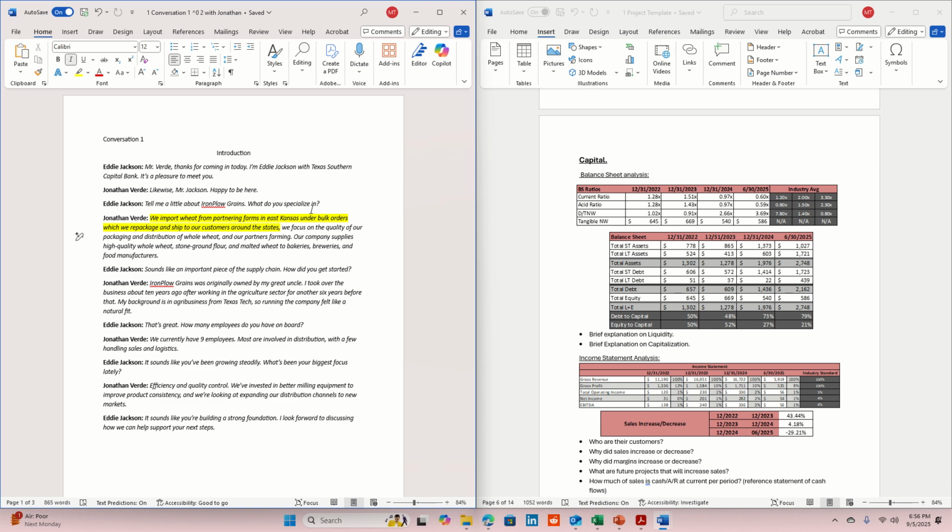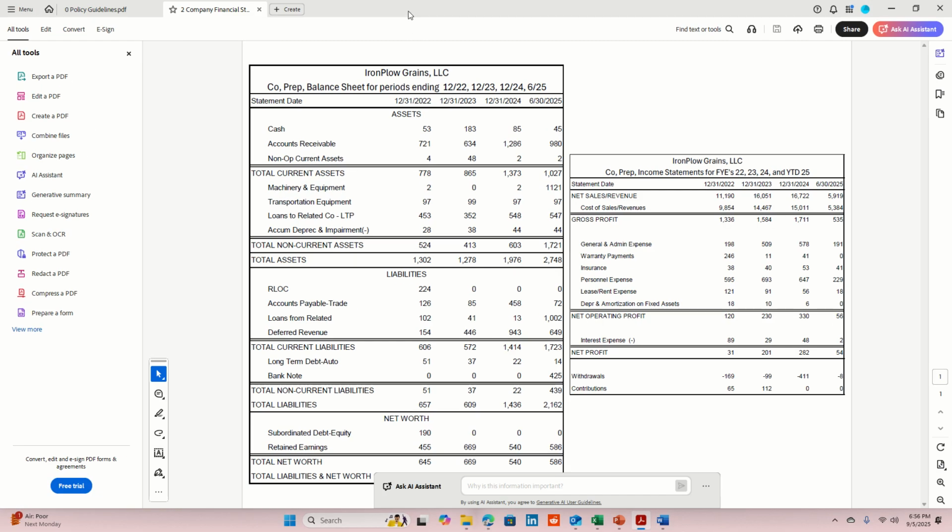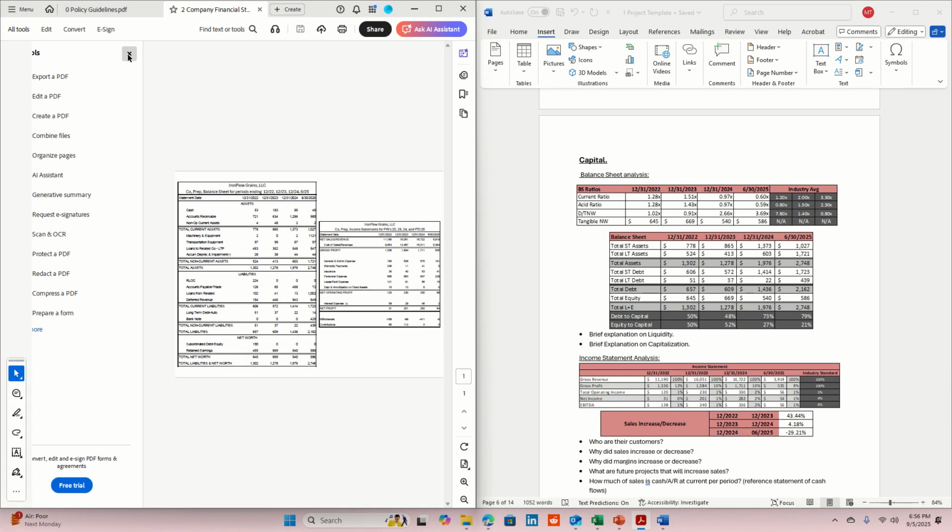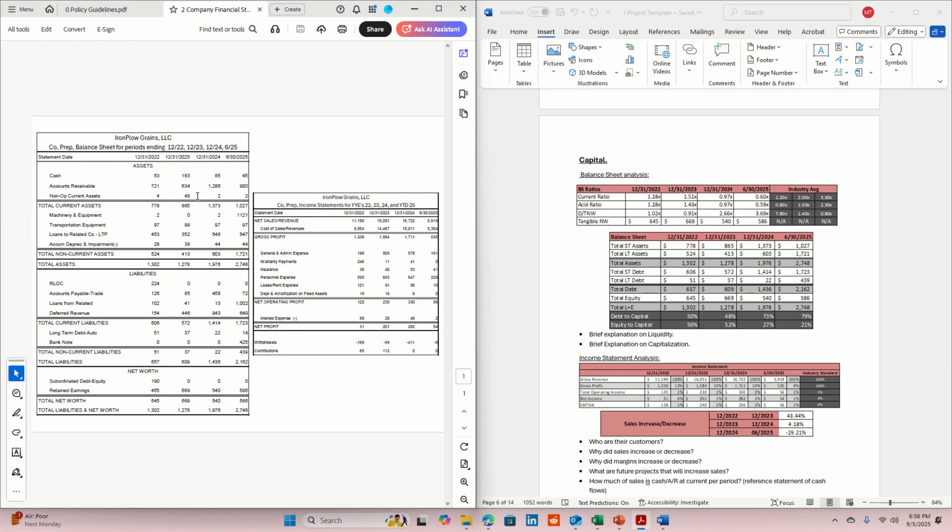Okay. And then we need to open up the financial statements and do the same thing. We need to highlight all the changes that we notice, all the big changes. Why did cash go down? Why did cash go up? So I'm going to do that off screen and then I'm going to come back and hopefully you do the same.